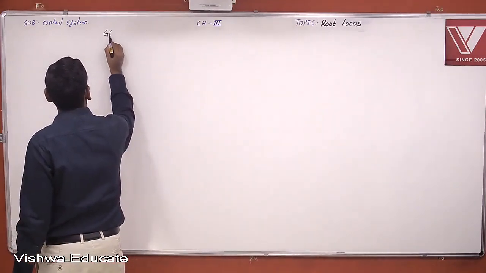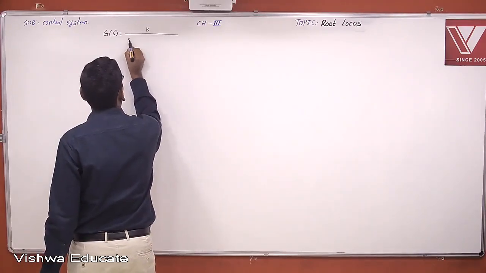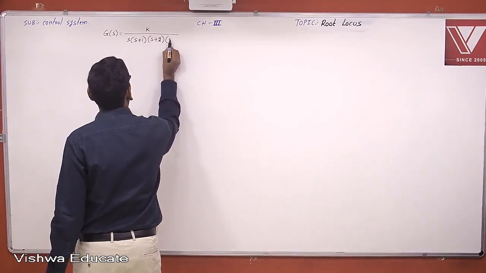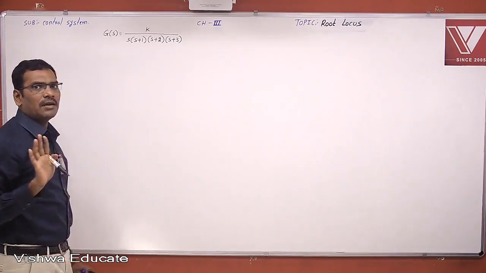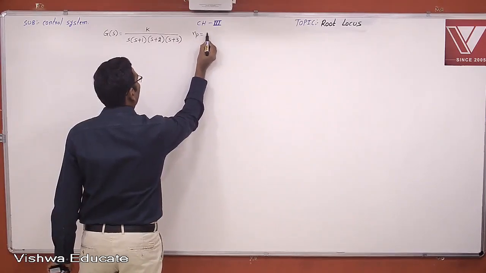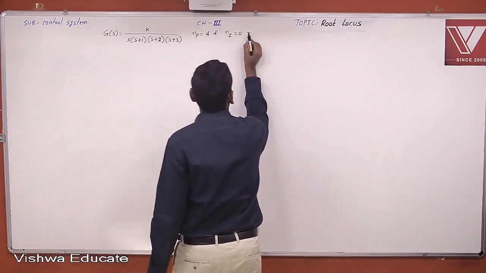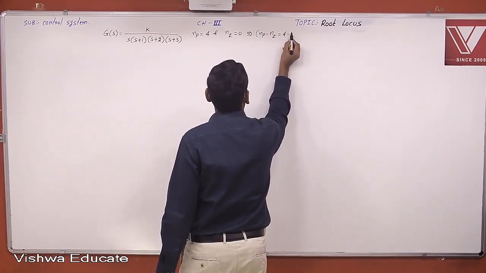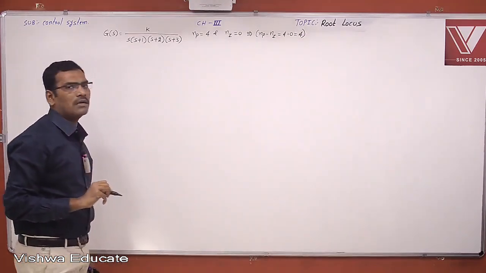Now this is the transfer function G(s) = K / [s(s+1)(s+2)(s+3)]. First, which category does it come under? There are four poles, and how many zeros? No zeros. What is the difference between poles and zeros? Np minus Nz, 4 minus 0, which is equal to 4.